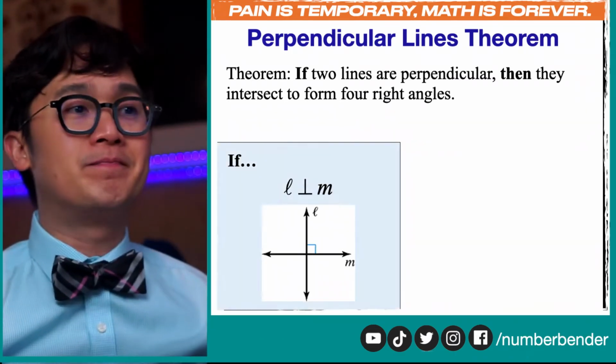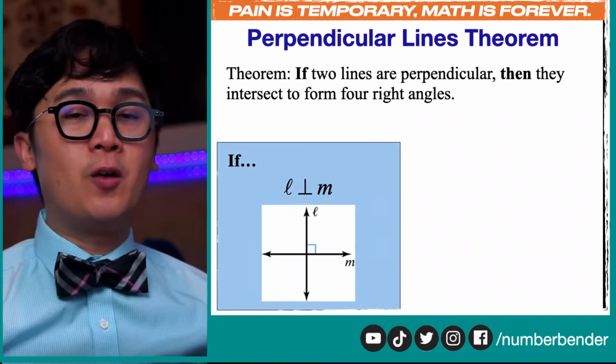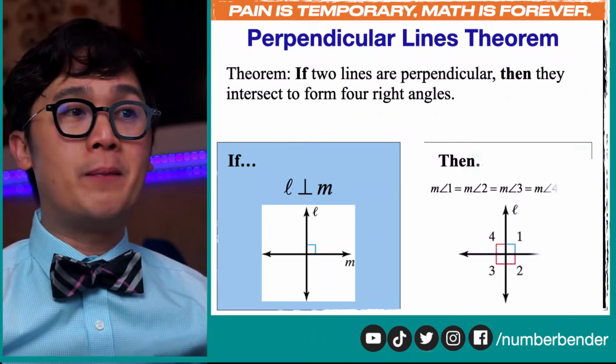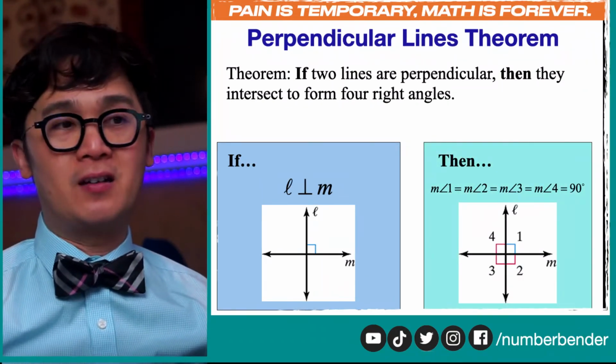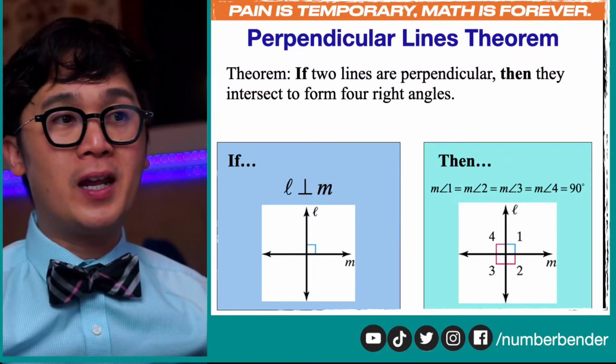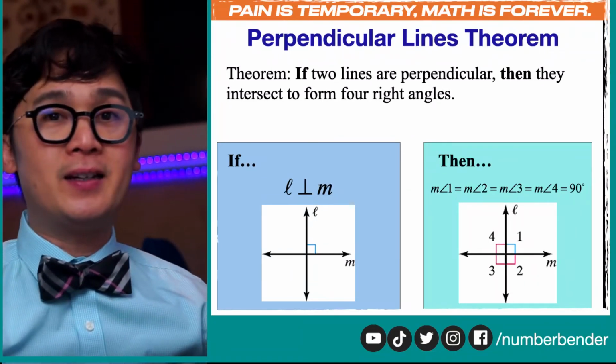So if L is perpendicular to M, we know that we will form four 90-degree angles using this theorem. So angle 1, angle 2, angle 3, and angle 4 are all 90 degrees.